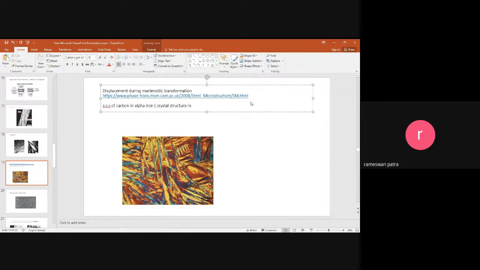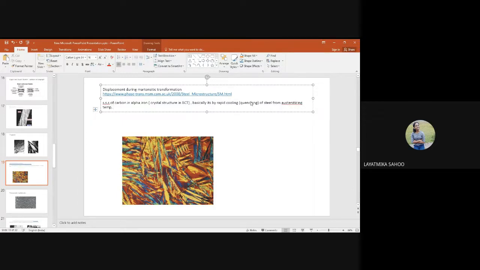But the crystal structure is body centered tetragonal. How does it form basically? Rapid cooling of austenite. In technical terms, it is called quenching. Yes, quenching of steel from which temperature? Austenitizing temperature. Very good.